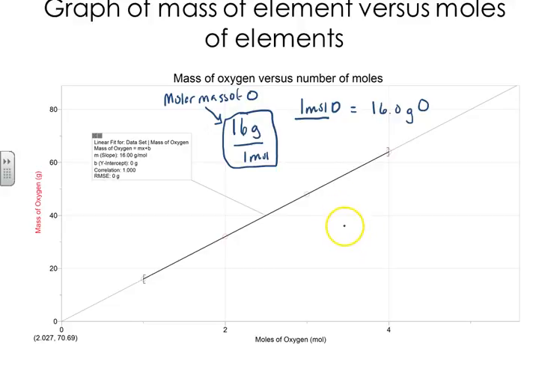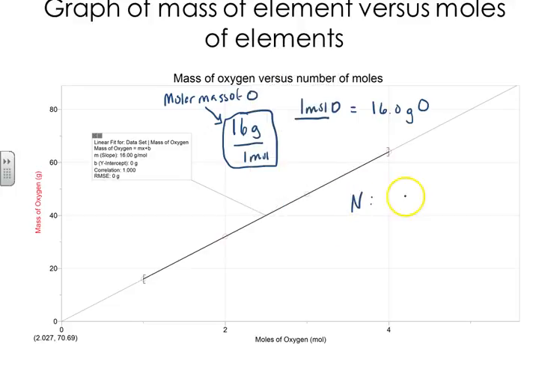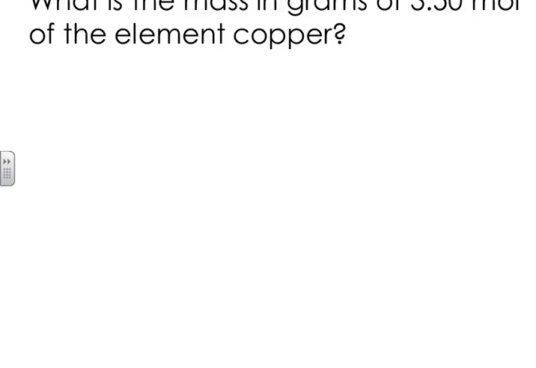So as an example, something like nitrogen has 14 grams per every mole. So that means 1 mole of nitrogen has a mass of 14 grams. Okay? So this allows us to use the conversion factor method, dimensional analysis, to solve problems.